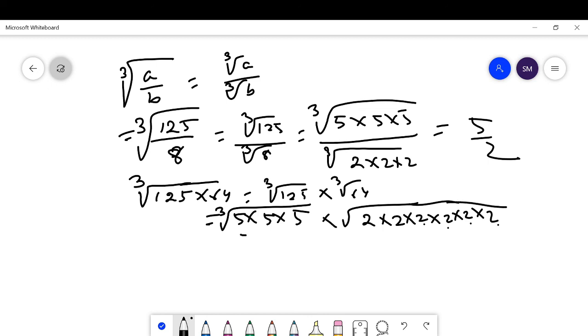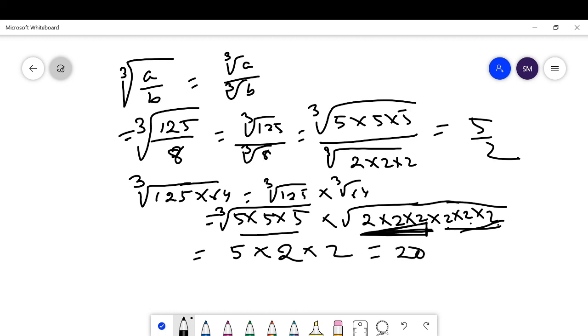Okay. Then make it triplets. From the triplet of 5 we have to find the cube root. We have to take one 5. Then here from the triplets of 2 we have to take 2, and from the other 2. Then what is this? This is 5 twos are 10, 2 tens are 20. Then the cube root of 125 into 64 is 20.